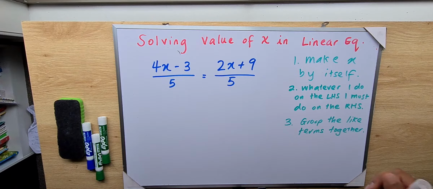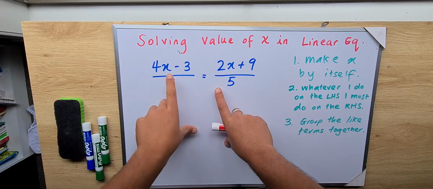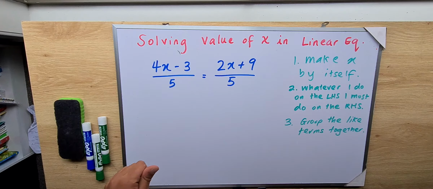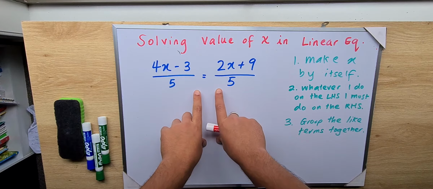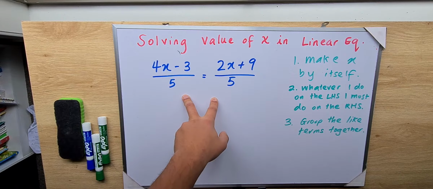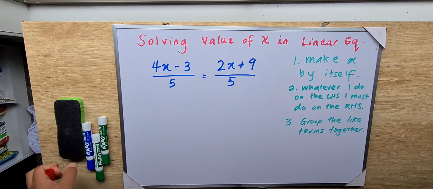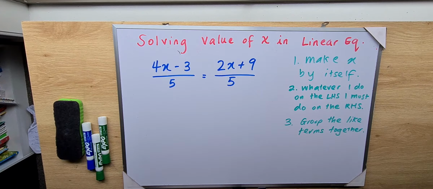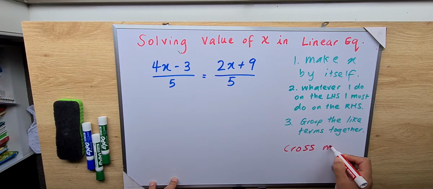So in order to calculate the value of x, I still have to group the like terms like I did before. However, before I do that, and since we're dealing with fractions, there is a quick method of cross multiplication that I can use. So I'm going to cross multiply.